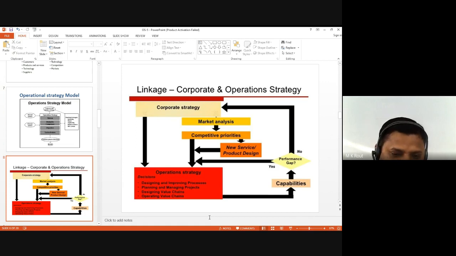First one. Second is planning and managing project. The next is designing value chains. And the last part is operating value chains. That means in case of corporate strategy will provide more decision regarding value addition, designing the value chain, and operating the different components of value chains that enhance more potential customers.